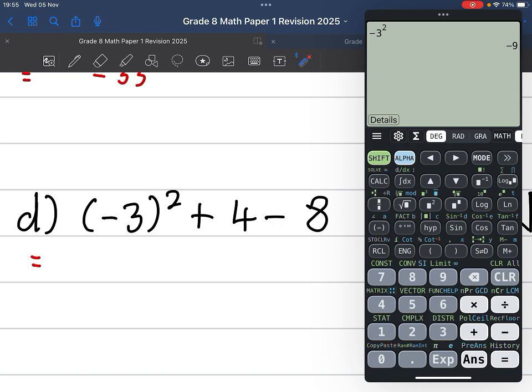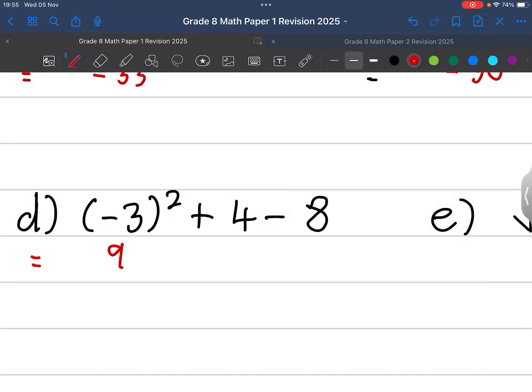The answer is no. There's a brackets missing, and that is important because as I've written it, the answer is negative 9. But if you include that brackets, the answer is positive 9. So ensure that you are entering this correctly into your calculator. This becomes a value of 9.